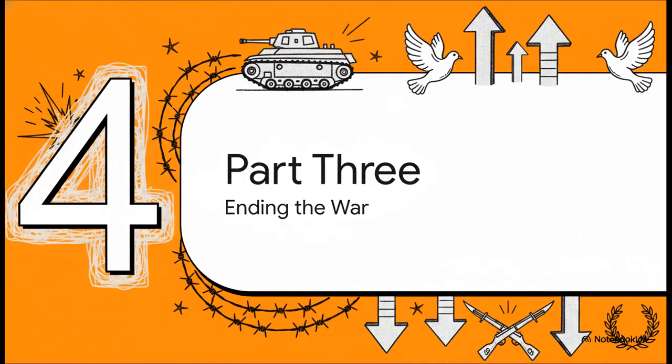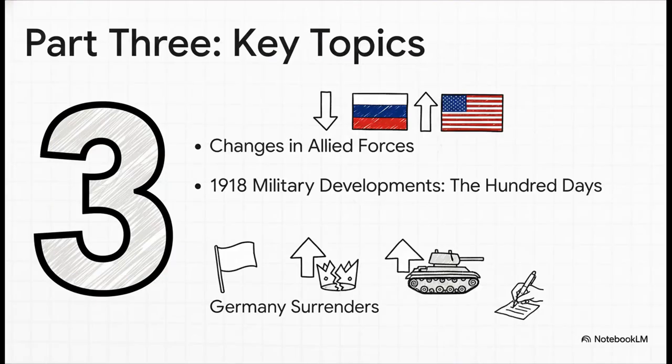So if the war was stuck in this bloody stalemate for years on end, what finally broke the deadlock? Well, that's the question Part 3 answers. It focuses on all the key developments that finally brought the war to an end. The beginning of the end really came with 2 huge game changers: Russia's withdrawal from the war, which freed up a load of German troops, and then the entry of the USA, with its immense industrial and military power.